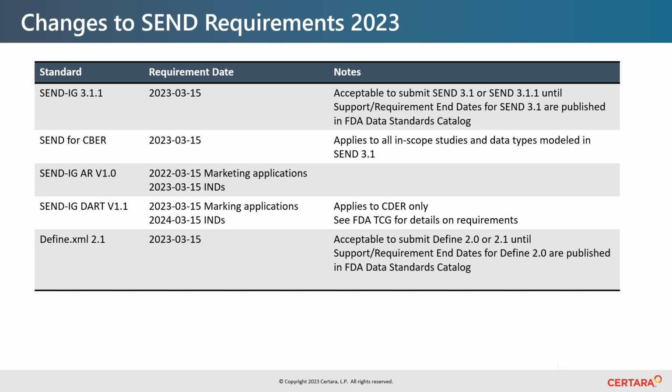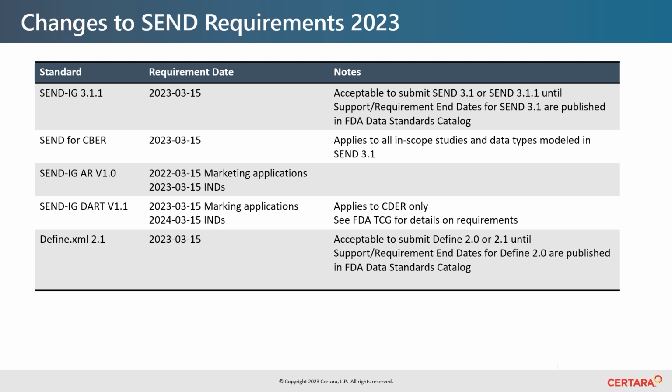The SEND Animal Rule Standard version 1.0 also became required for IND submissions for studies starting after March 15, 2023. The requirement for this standard for studies included in NDA submissions started last year in March. Another big change this year is the beginning of the requirement for SEND for developmental and reproductive toxicology studies, or DART. The DART version 1.1 standard for embryo-fetal development studies is now in effect for studies starting after March 15, 2023 that are included in NDA submissions. The requirement for IND submissions for DART version 1.1 will take effect next March.